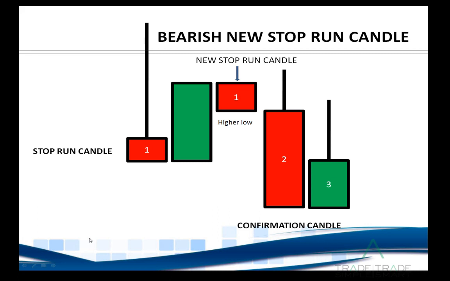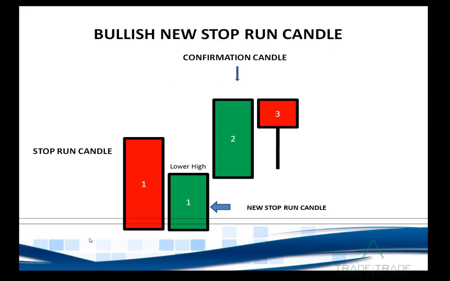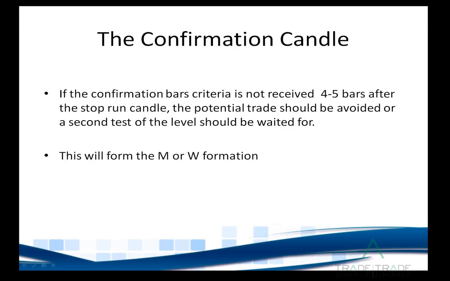And in the case of a bullish stop run, if we see a lower high created before confirmation of the stop run candle, this will become our new stop run candle. Now, one guideline we do abide by here at Trade Simple, Trade Smart is if the confirmation bars criteria is not received within 4 to 5 bars after the stop run candle, and that can be the original or the new candle, the potential trade should be avoided or a second test of the level should be waited for.